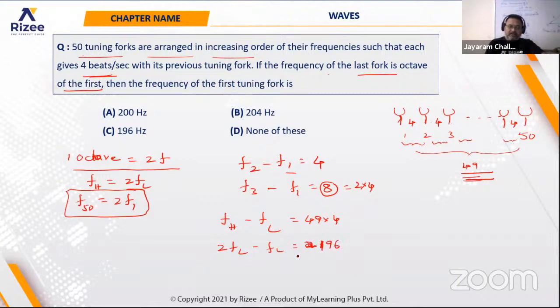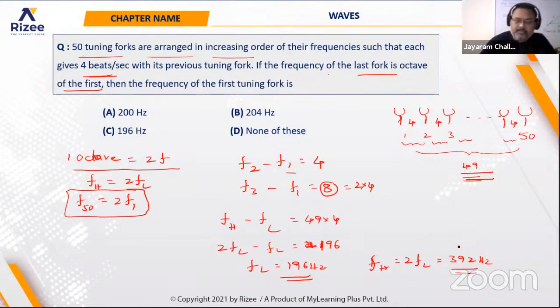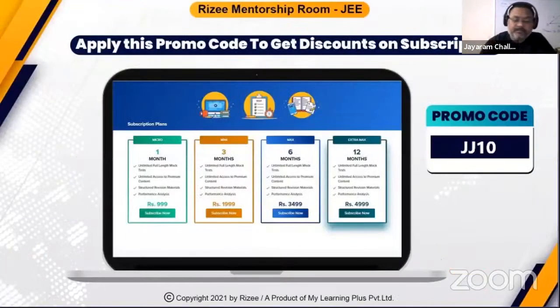So this is the value. Now what does that mean? The lowest frequency is going to be 196 hertz. So what will your highest frequency be? The highest frequency is going to be 2 times the lowest frequency. It should be equal to 392 hertz. Okay, these are the highest and the lowest frequency values. So please be careful with these types of questions.